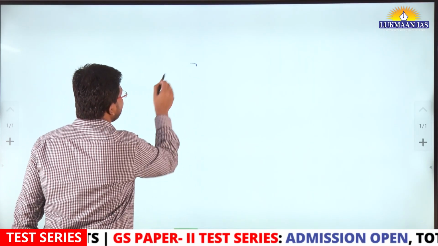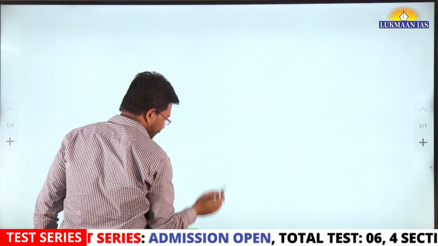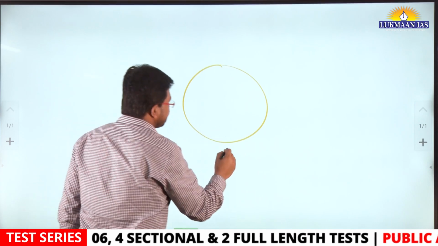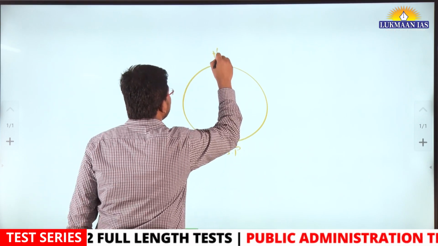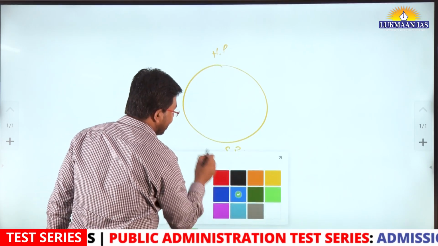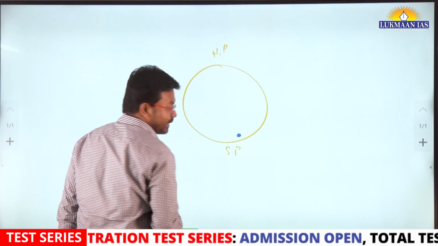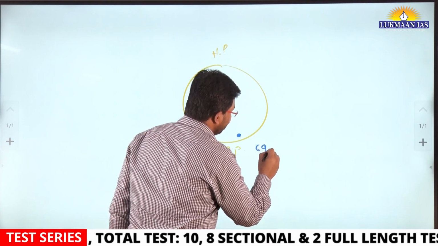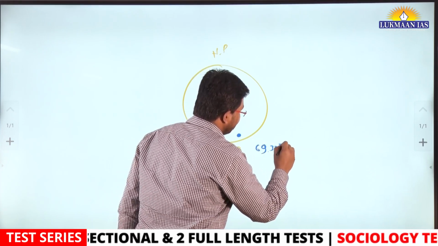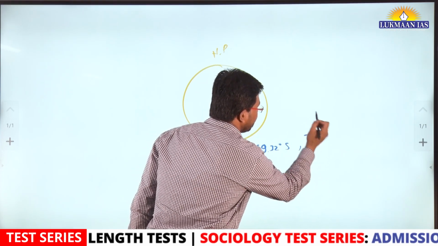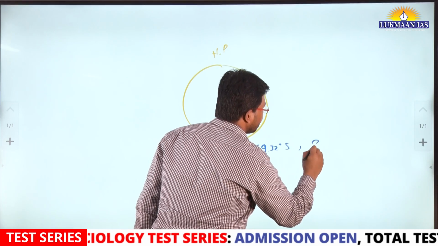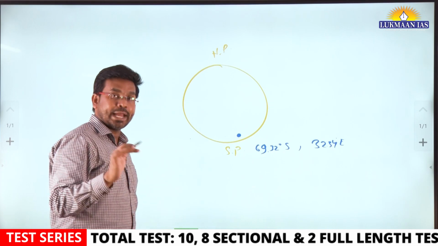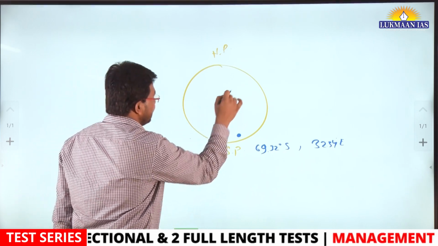For that, let me draw. Let's say this is the Moon, and let's say this is the south pole of the Moon and this is the north pole of the Moon. The lander has been made to land here, over here, near the south pole of the Moon. This is around 69.32 degrees south and 32.434 degrees east, like that. So they have made it land over here. This is considered to be the near side of the Moon.